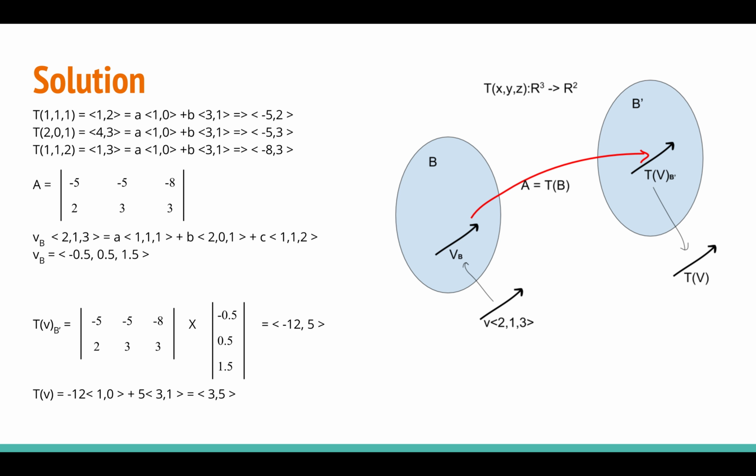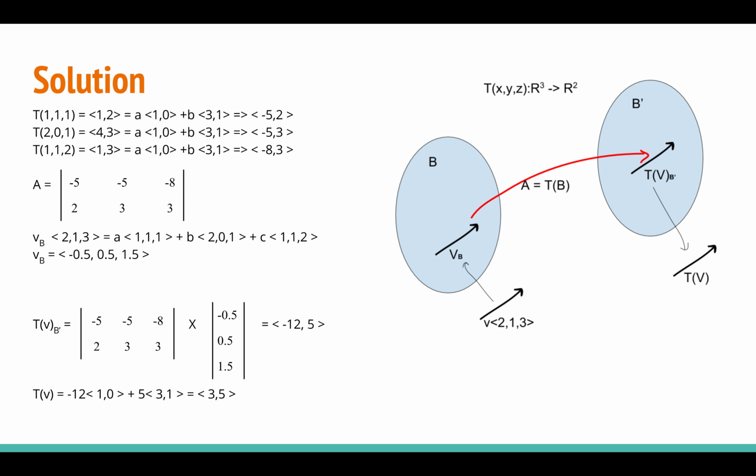Now to get VB, in order to solve for VB, we start off with the standard basis and put it in terms of B, in terms of the standard basis of B. In order to do that, we know that it is just some linear combination of the three orthogonal vectors that span that space, and that gives us negative 0.5, 0.5, and 1.5.